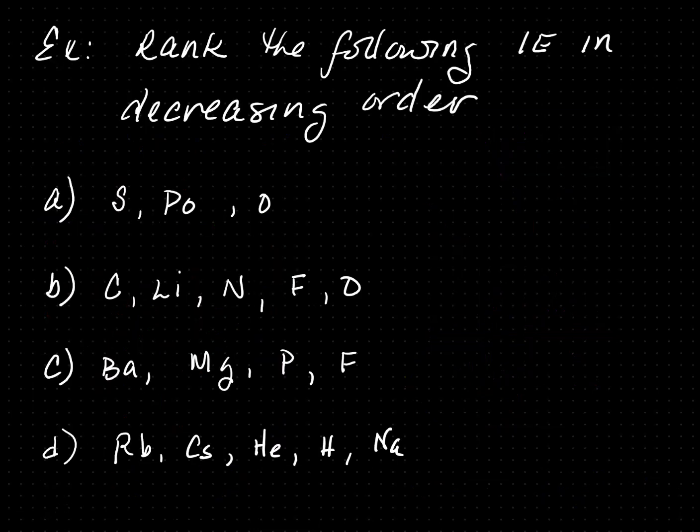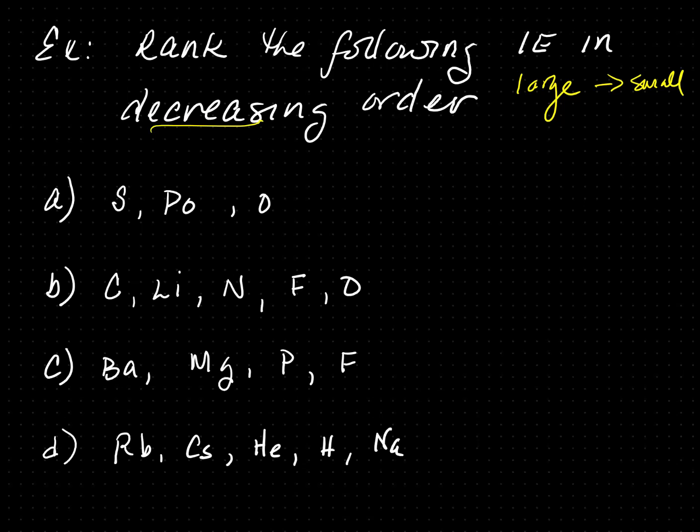Pause the video, rank the following ionization energies in decreasing order, and then check your answer. Just like atomic radius and ionic radius, we're going to determine whether they are in the same period or in the same family. If not, find a commonality. We're ranking these in decreasing order, so we have to go from large to small. If I look at S, P, O, they are in the same family.